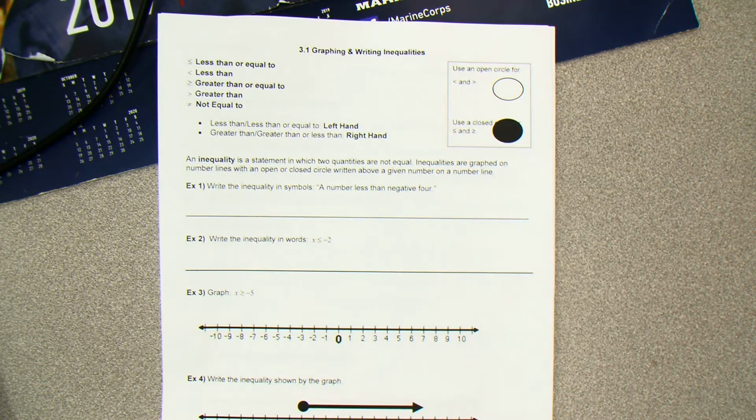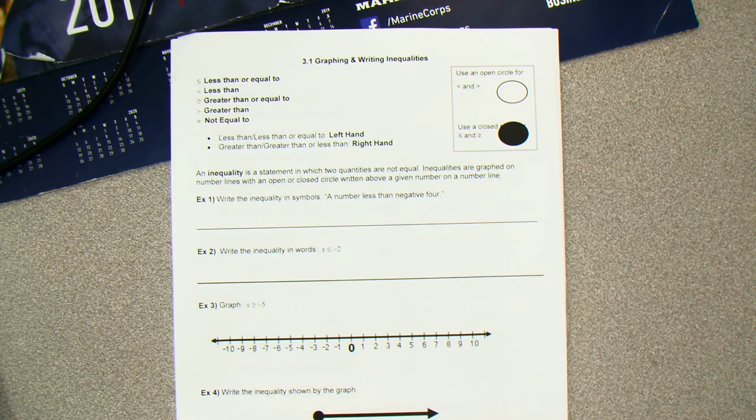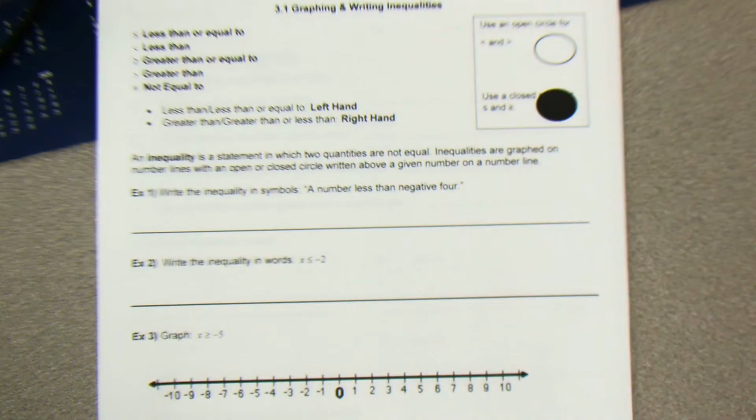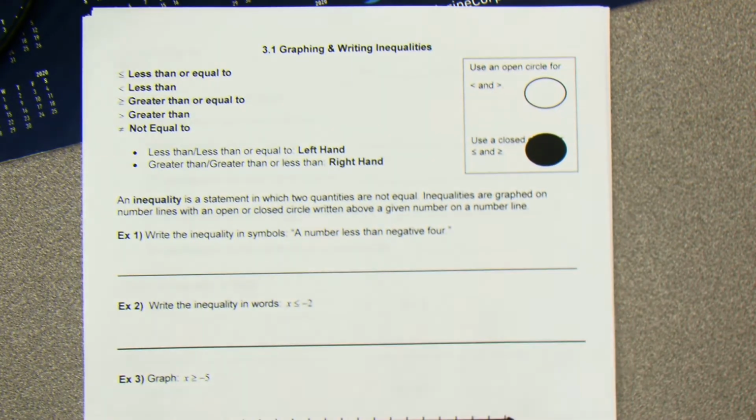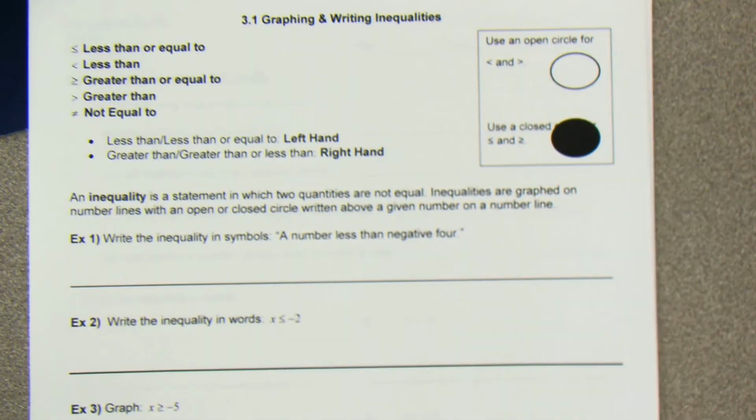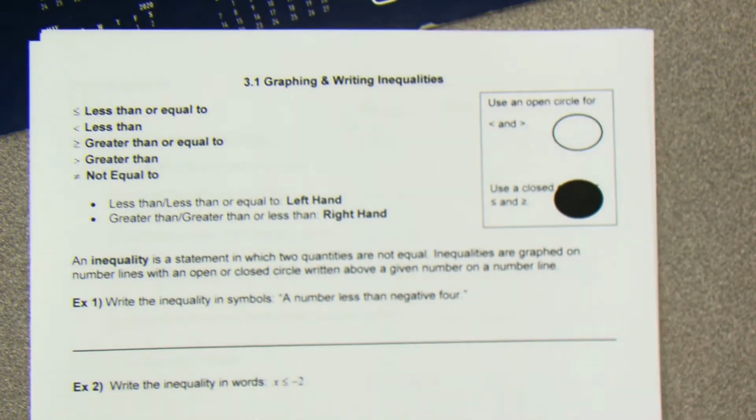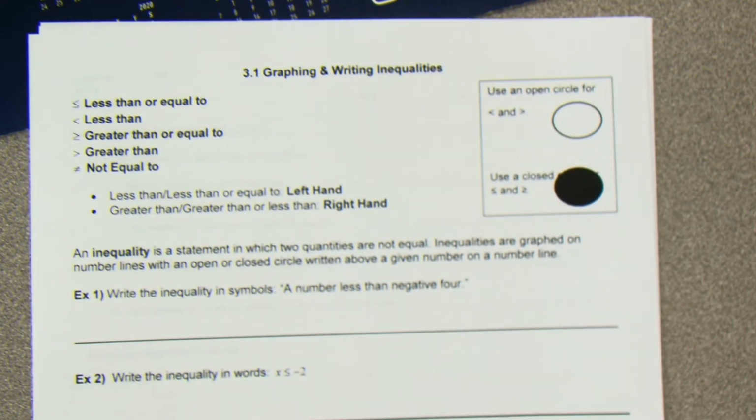Unit 3 has a lot to do with graphing inequalities, kind of just inequalities in general. So today we'll be doing lesson 3.1. It is Tuesday, September 14th, or September 15th, rather. And today we're going to be doing lesson 3.1 as well as part of worksheet 3.1.